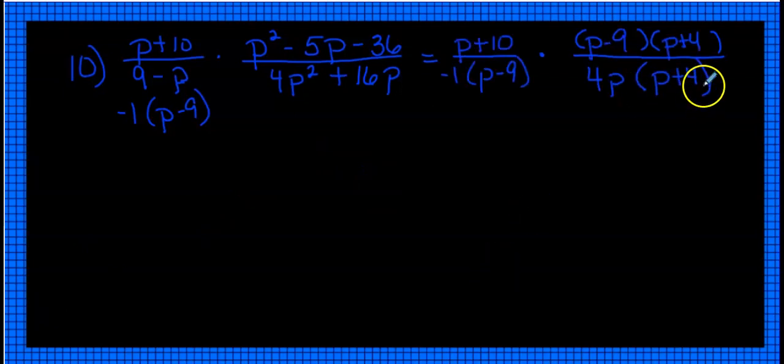So I want you to try this one and then come back and see if you got it. So this is what it looks like after you factor it right here. And I did get a p minus 9 when I factored this trinomial. So now I can cancel out the p minus 9s, the p plus 4s, and I believe that's it.